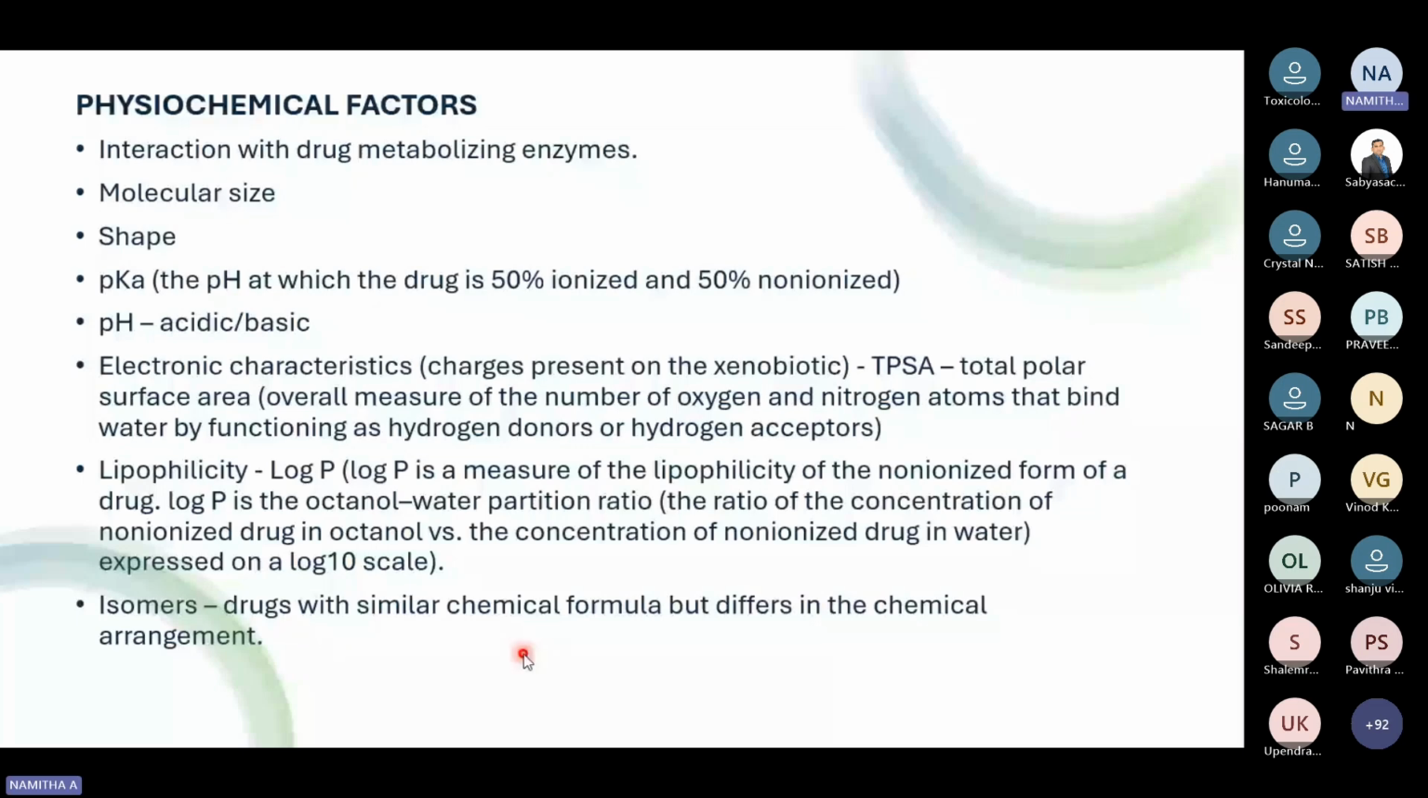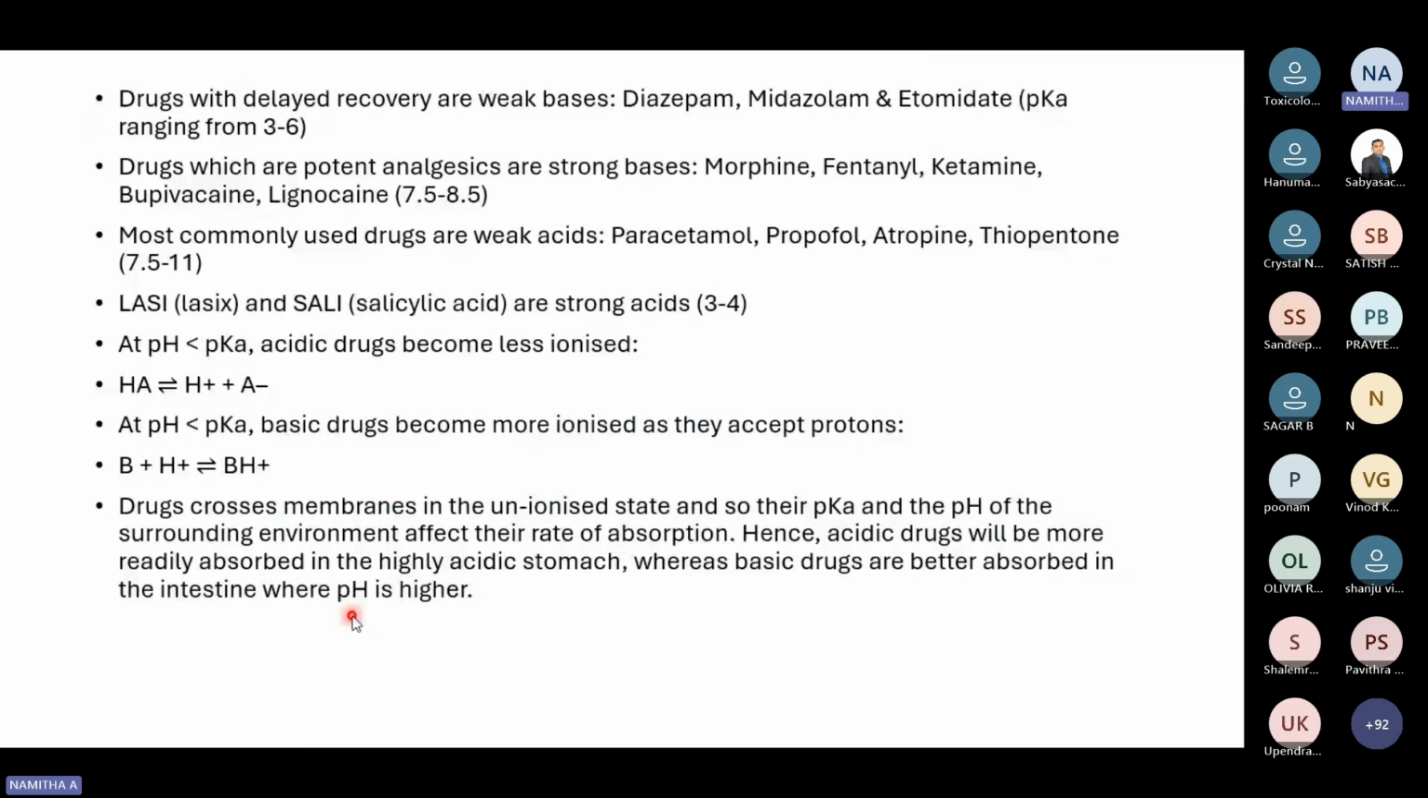Drugs with delayed recovery are weak bases. If the drugs are weak bases, they have a delayed recovery from the body. That means they accumulate in the body. Examples are diazepam, midazolam, etomidate. For these, pKa ranges from 3 to 6. Drugs which are potent analgesics are strong bases. Examples are morphine, fentanyl, ketamine, bupivacaine, lignocaine. For these, the pKa ranges from 7.5 to 8.5.